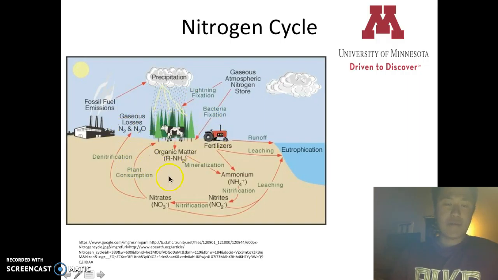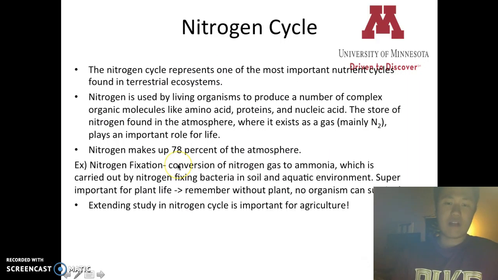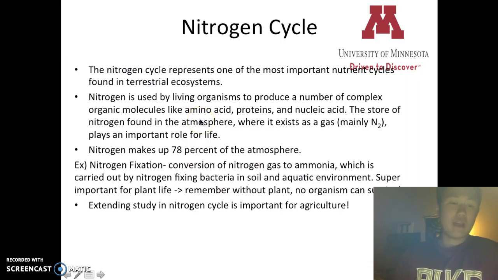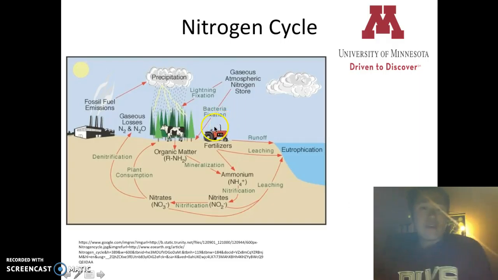So I think the most important part of this diagram to talk about is nitrogen fixation and where it is, so right here, the bacteria fixation. I think this is one of the most important things, because like I said, when there's no plant, we can't survive. So everything is pretty straightforward. Plants are consumed, the organic matter dies, and then mineralization happens. And when the gaseous nitrogen floats around in the air, the bacteria use that nitrogen to help those plants grow.